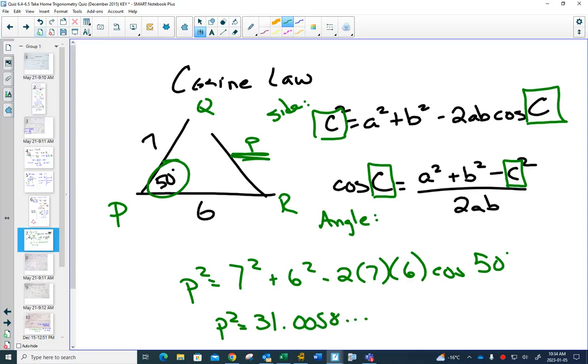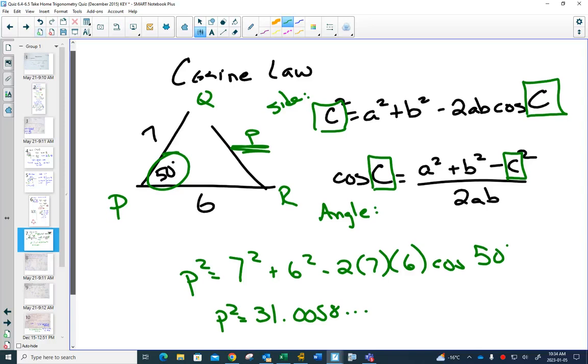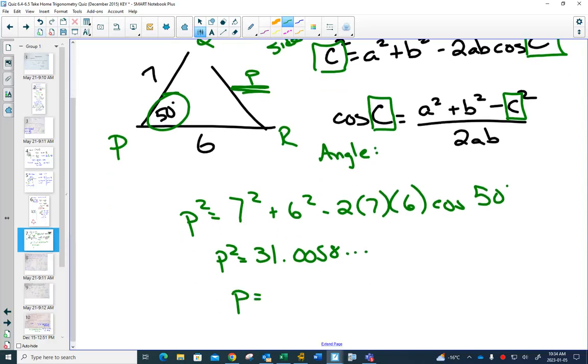58, dot, and then to get p, I would have to square root both sides. Normally when you square root both sides, you should add plus or minus. It's not necessary in this question because we're finding a length, so only the positive answer makes sense. We don't have to write plus or minus, but algebraically, you should write the plus or minus if you were solving a non-triangle question. So the answer for p would be 5.57.